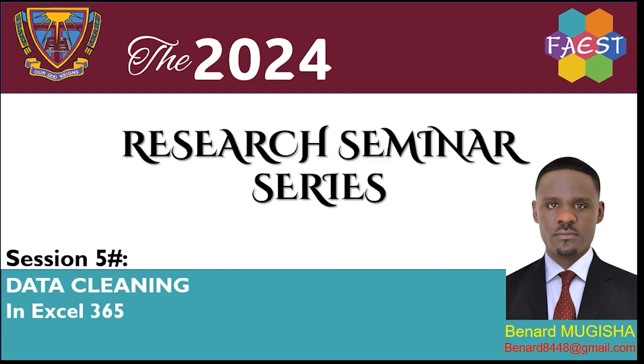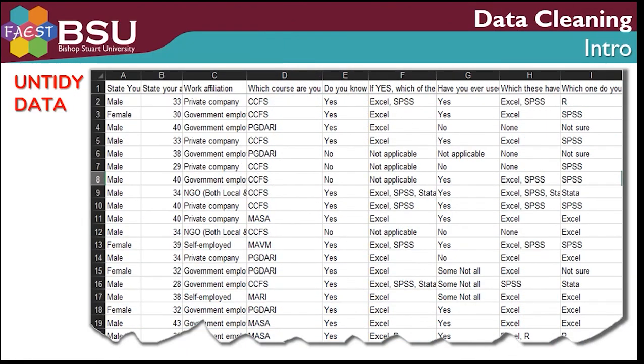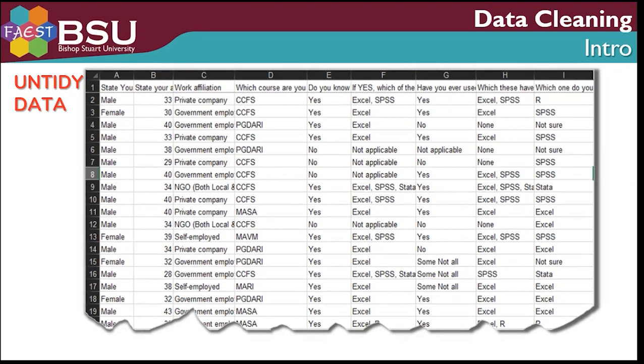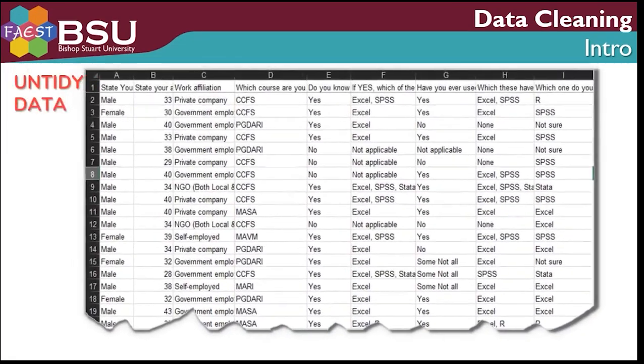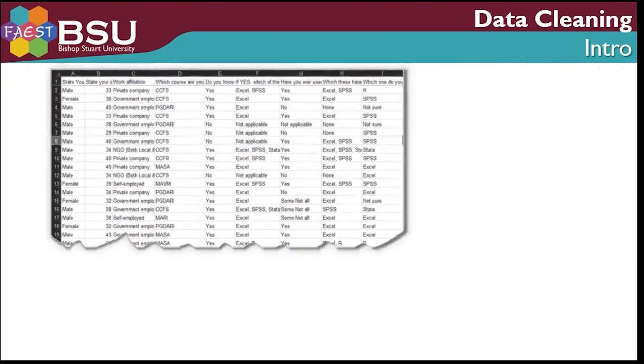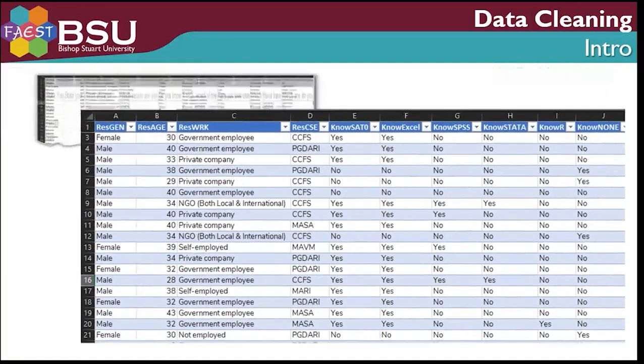So we have a data set like this, which is not clean, some untidy data, and then we need to check what is not clean and we clean it, and then we come up with something like this. From this untidy data to this, and what exactly have we changed?